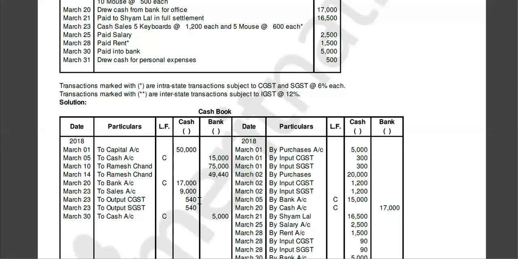Here also the same. Place is not mentioned here, so directly we choose CGST as GST 6%. So 9,000 into 6%. The next one, March 21st, paid salary. Paid salary, salary account debit to cash account. Cash is playing credit role. You just place your hand in the credit side cash column and write by salary.